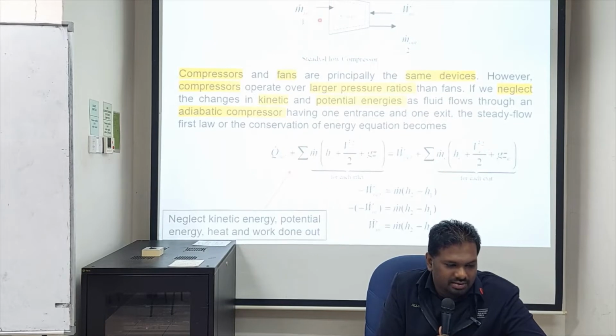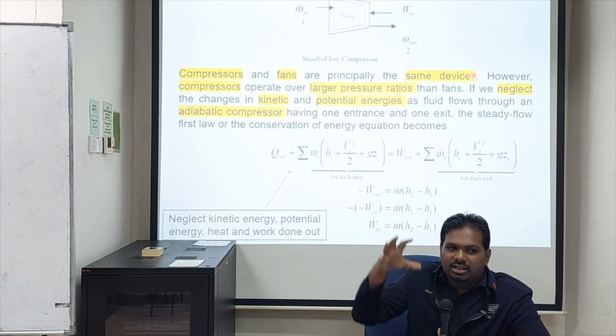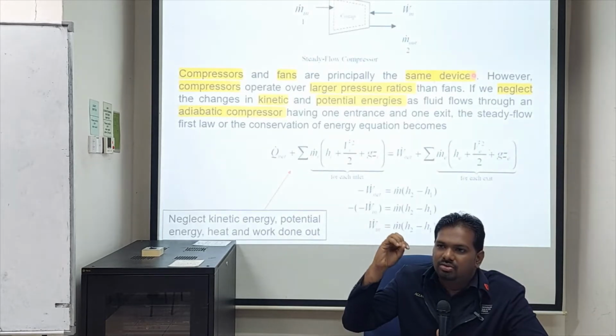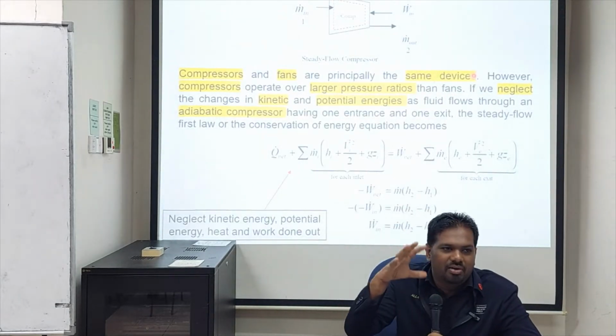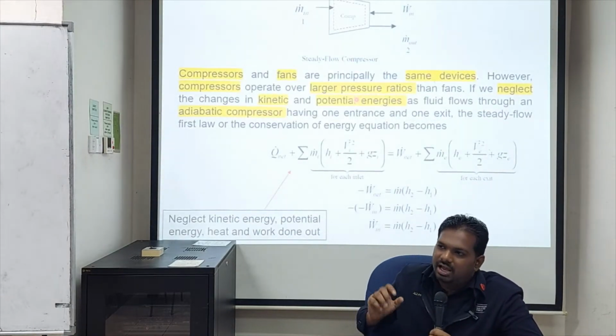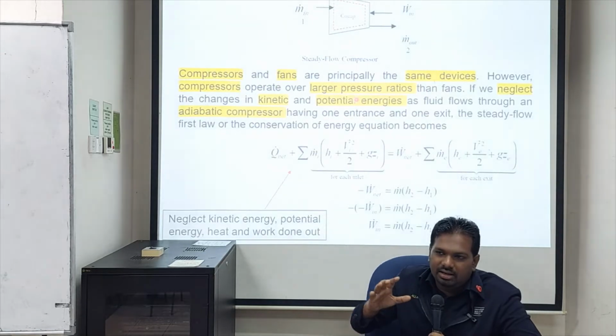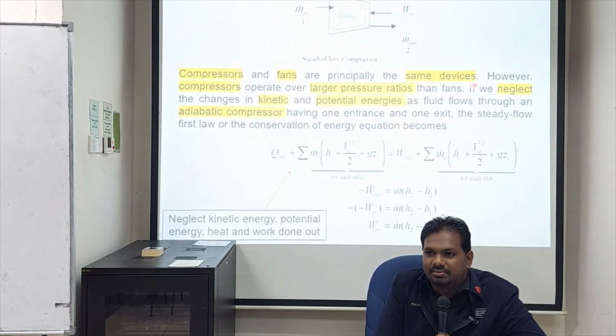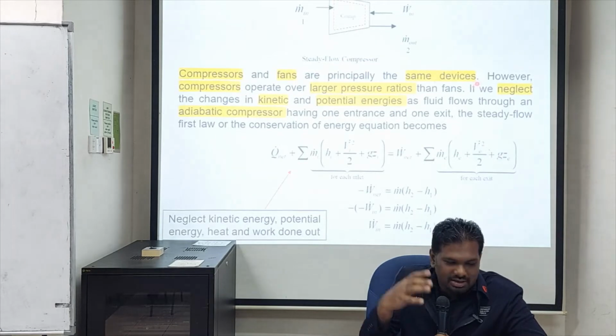Compressor and fan. Compressor and fans are principally the same devices. However, compressor operate over large pressure ratio. Kita tahu fan, kipas, selalunya is not too powerful, unless you use a very powerful fan. But compressor normally it will compress and push with force. Dia ada tekanan dia lagi tinggi. So that's why the compressor has larger pressure ratio than fan. Practically prinsip dia sama.